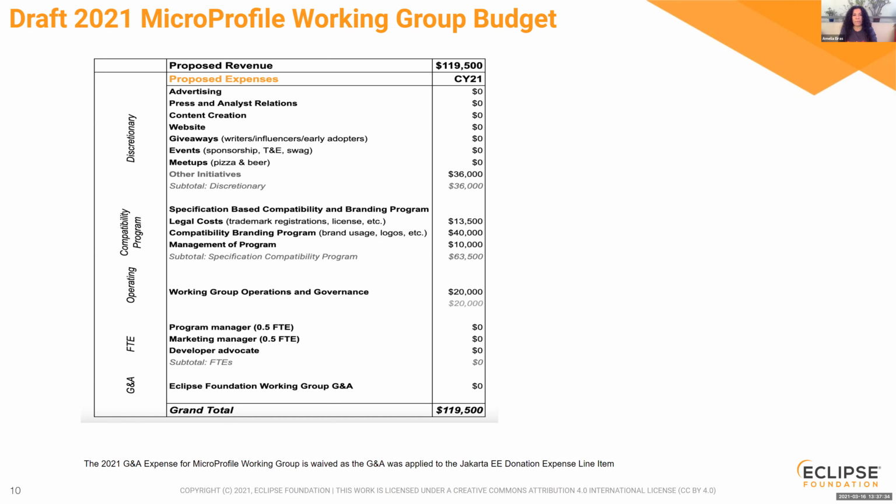I have a question, Paul. In the compatibility branding, you mentioned that a bunch of the work was done already for the Jakarta EE group. Why is it that we will have to pay about 40,000? This is an estimate, right? Yeah, I think can you guys go back and itemize that 40K for us?